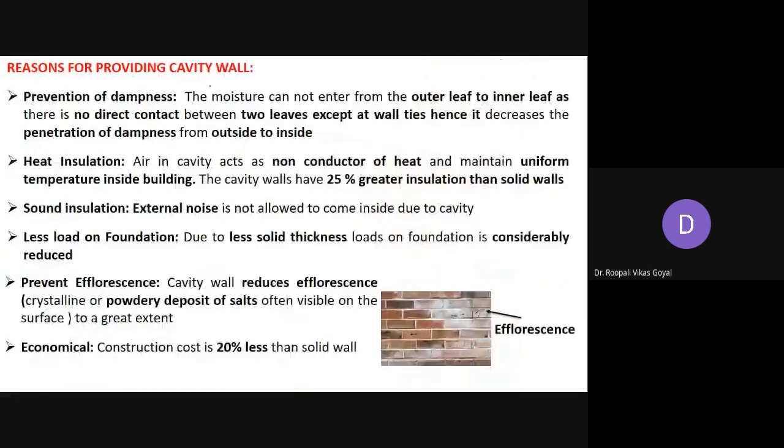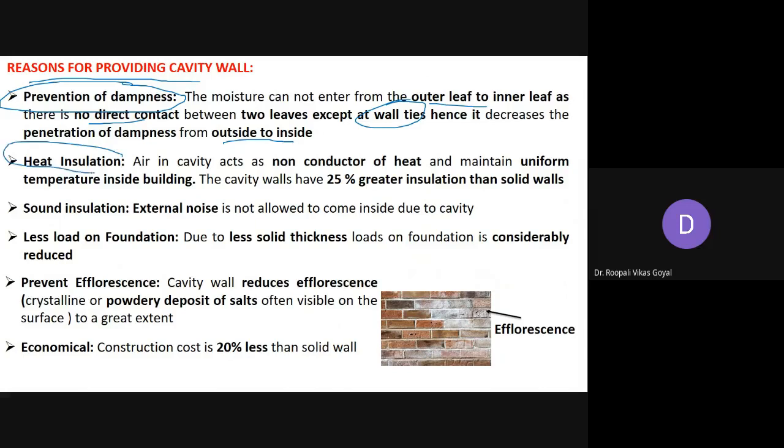Now, what are the reasons for providing this cavity wall? The first thing is prevention of dampness. Cavity walls are normally provided to prevent moisture, because moisture cannot enter from the outer leaf to the inner leaf, as there is no direct connection between both the walls except at the point of wall ties. Hence it will decrease the penetration of dampness from outside to inside. So first is prevention of dampness.